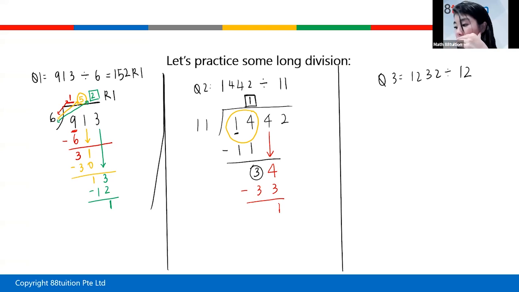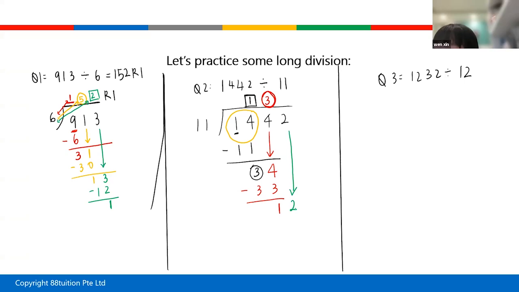So I'm left with 1 here. Correct? What number should I put in this circle? 3, good. 3 times 11 gives me 33. Finally, I bring down 2. Correct? Now, let's look at 12. Can it be divided by 11?